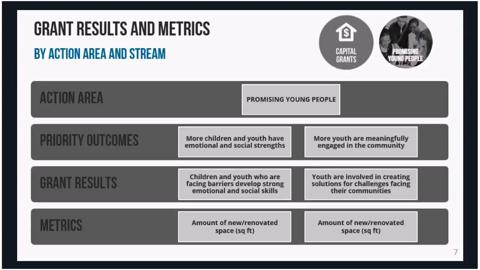Looking at promising young people, there are 2 grant results for capital grants. The first, more children and youth have emotional and social strengths, and the second, more youth are meaningfully engaged in the community. There needs to be a clear link between the capital request for a particular activity or initiative and the grant result. For the first grant result, more children and youth have emotional and social strengths.